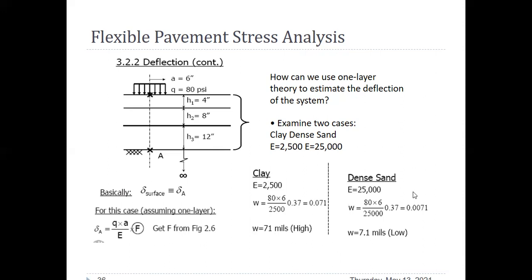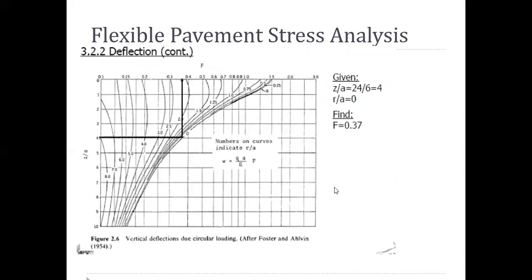So, in a nutshell, the deflection is dependent on two things: the type of the pavement, whether it's a flexible plate or a rigid plate, and the type of the support. If you have clay as your support, then obviously the deflection will be higher, and if you have sand, then the deflection will be lower. So this is how deflection is calculated.